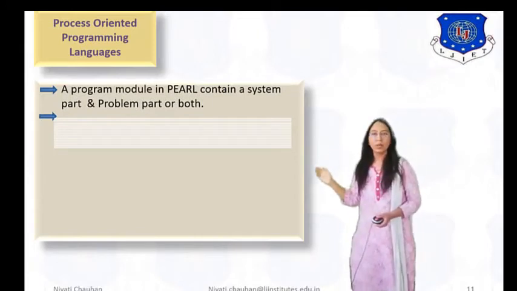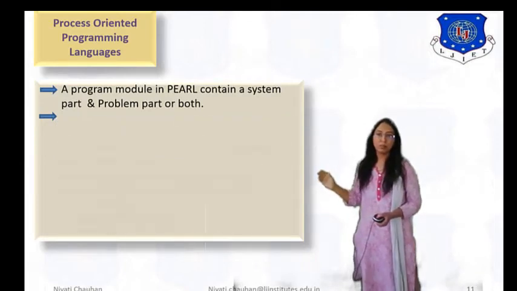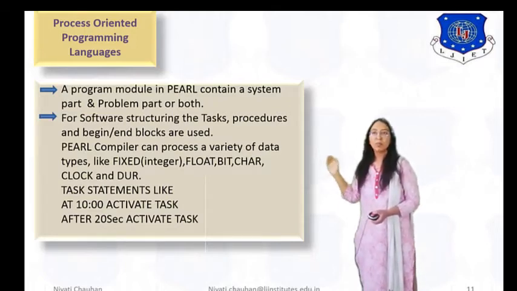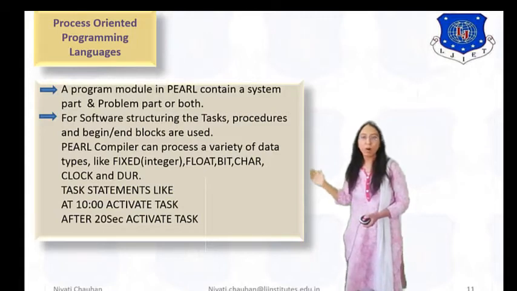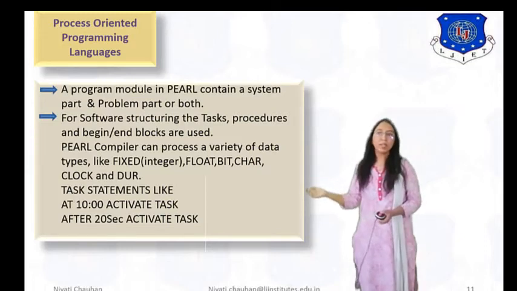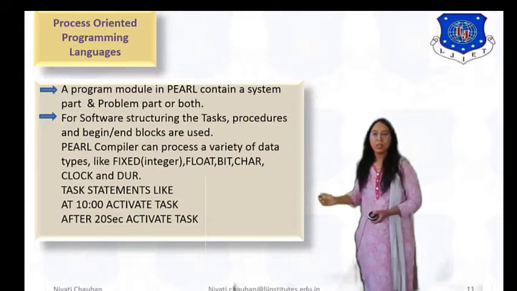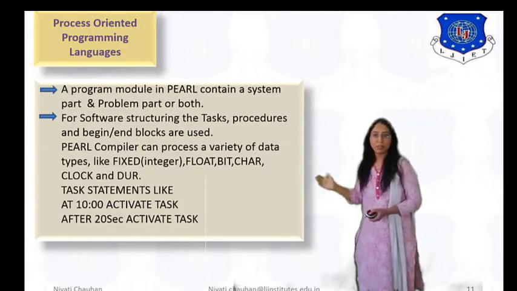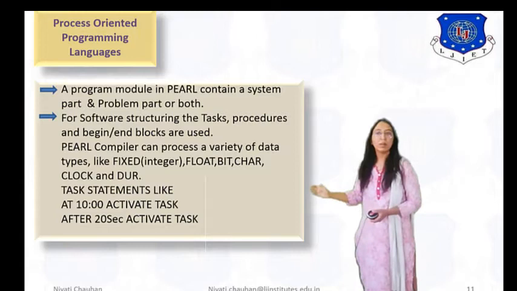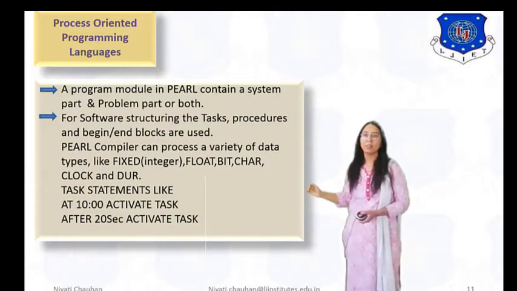A program module in PAIR contains a system part and problem part or both. For software structuring the task, procedure and begin and end block are used. So here in process oriented language we are using begin and end block. The PAIR compiler can process a variety of data types like fixed, integer, float, bit and character, or CHAR.